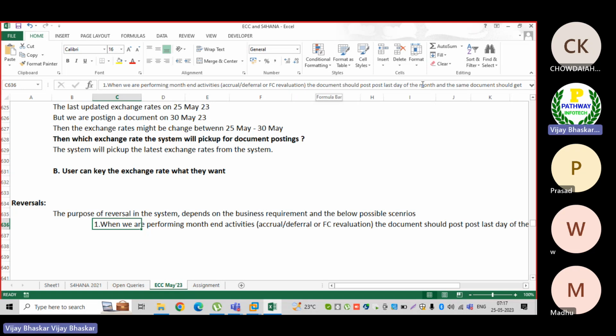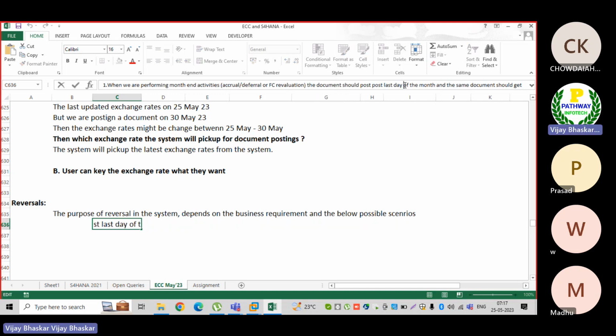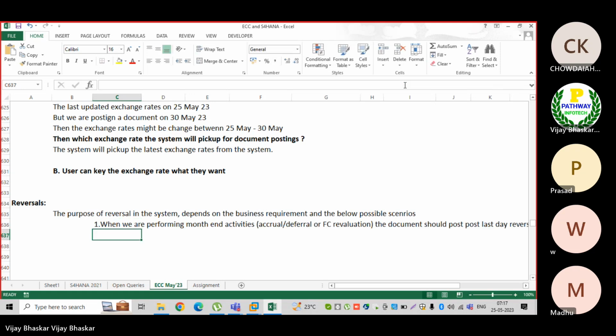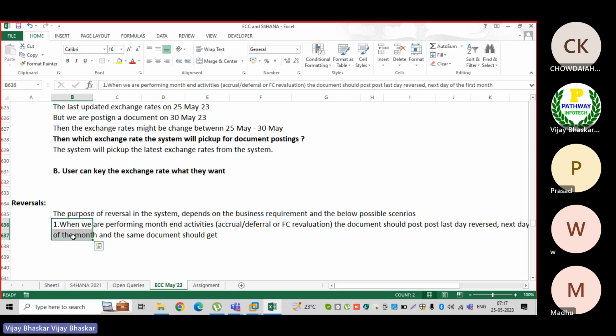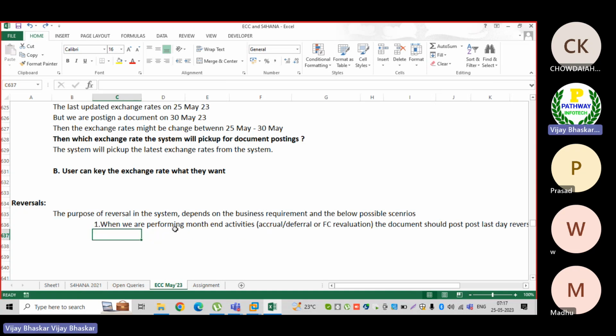Then the last day of the month, the document will get posted, and it should get reversed. Okay, it's wrong, I'll adjust this later. It should get reversed. This we have already seen.